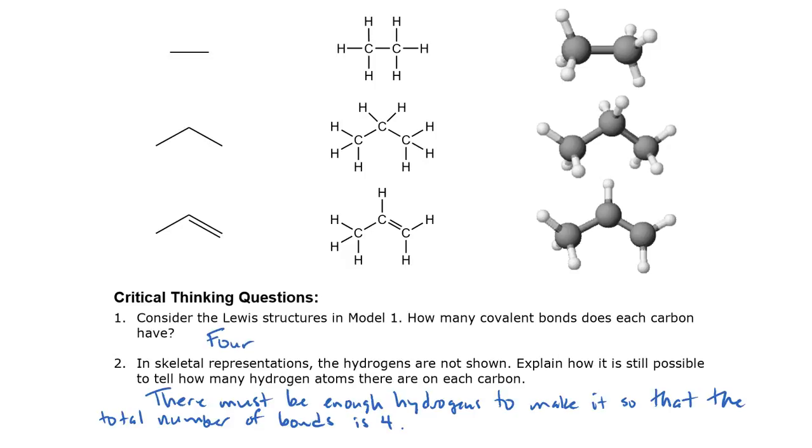Okay, did you say something like this? There must be enough hydrogens to make it so that the total number of bonds is 4, or something of that nature. If I look at this carbon, for example, I see that it has 1 line to the left, 2 lines to the right, so that's 3 bonds, so it must need 1 hydrogen to make 4. If I look at that in the Lewis structure, I see that that's the case. The hydrogens aren't shown here, they are shown here, but you can figure it out.